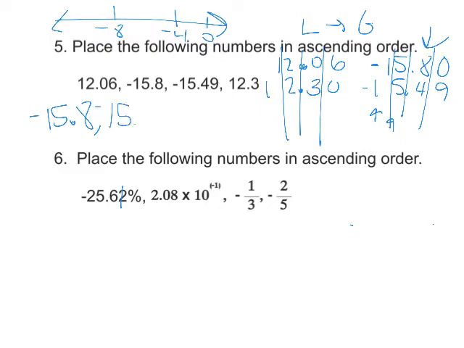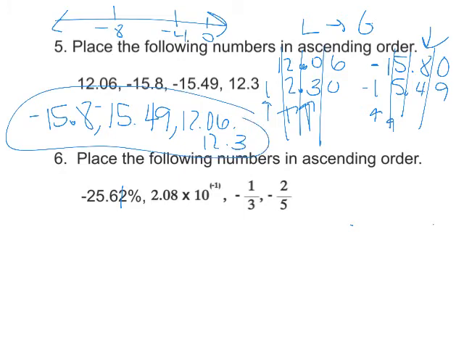So then we've got negative 15.49. These are the same. So let's look over here, which is smaller, as 0 is smaller, so 12.06, and then 12.3, and this is our answer. All right, ascending order. We got to first convert these to decimals.